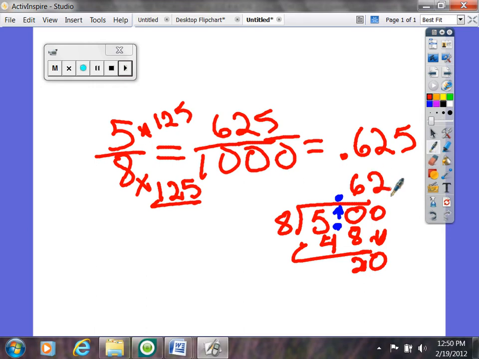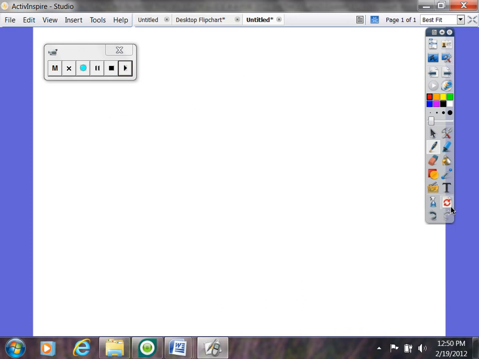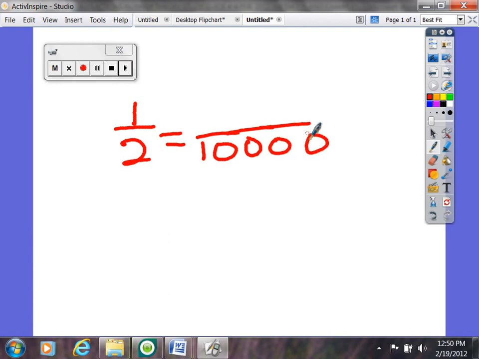I'm already ahead of myself. I do that a lot. I get ahead of myself sometimes. I get a 4, bring down another 0. 8 will go into 40 5 times, and I am done. All right, so you can see I got the same thing. So you can do it a couple of ways. If the number naturally goes into a multiple of 10, 100, 1,000, any value that we use in our decimal system, you can do it like that, or you can always divide the bottom number into the top, the denominator into your numerator, add a decimal, bring it up, and start dividing.